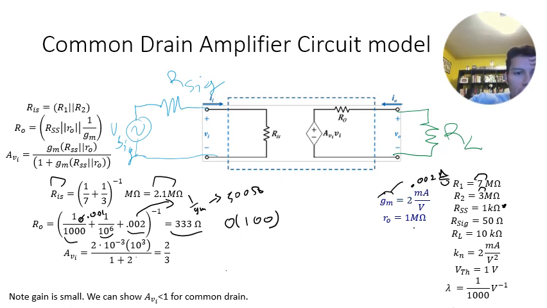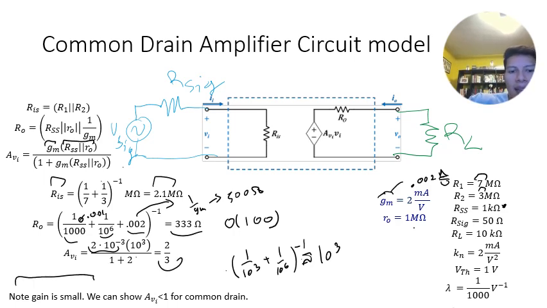And then for AV, we have to use this equation. So again, GM is 0.002, so 2 times 10 to the negative 3. RSS in parallel to RO, well, that's just equal to 1 over 1,000 plus 1 over 10 to the 6, to the negative 1, which is approximately equal to just 1,000. So we just get 2 in the numerator, and then in the denominator we have 1 plus 2, which is 3. So we get that our gain is about 2/3. So note that the gain is small. And in general, for a common drain amplifier, your gain will always be less than 1.